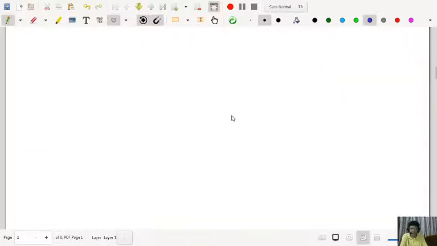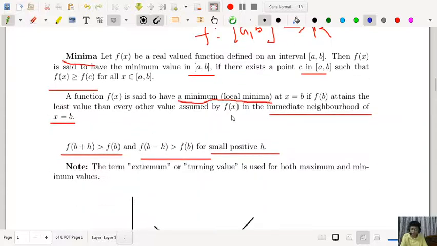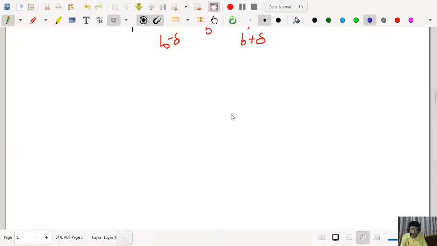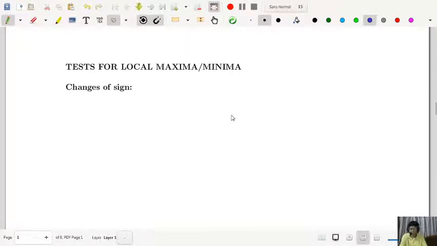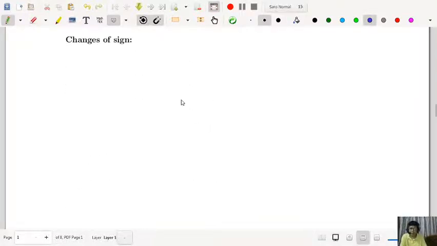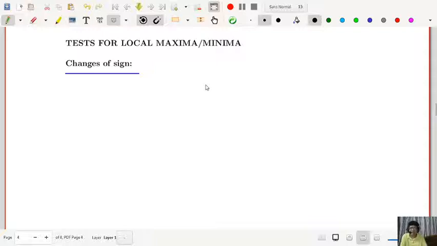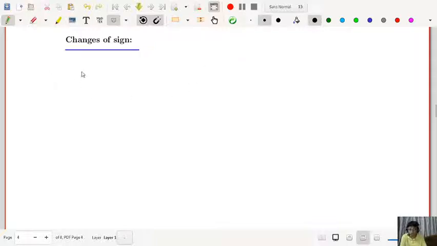So these are all about local minima, local maxima, global minima, global maxima. Now let us go more deeper in the concept. Test for local maxima or minima by changes of sign. How will you observe? By change of sign we can observe the maxima minima. So let us again draw the diagram.